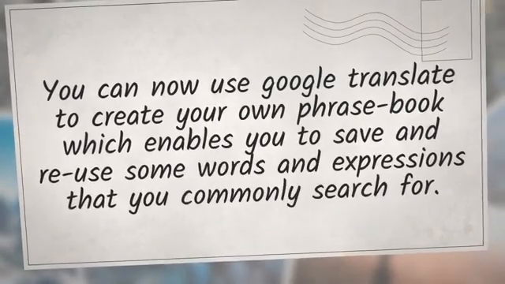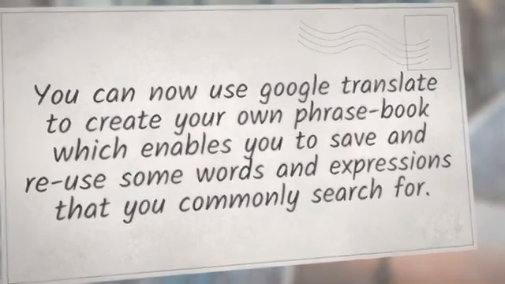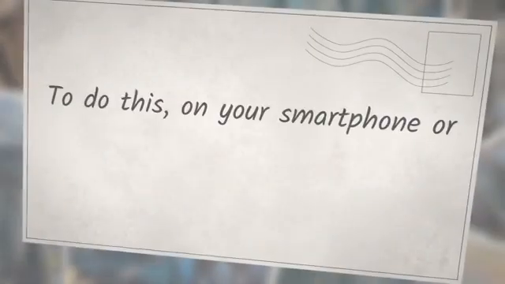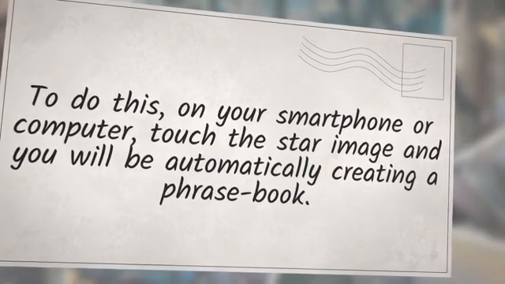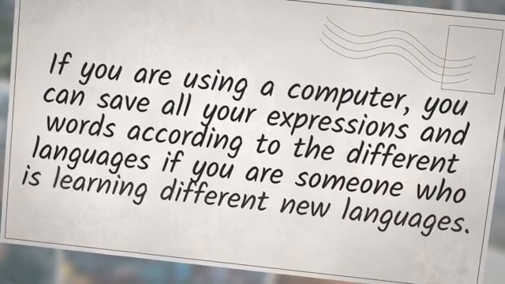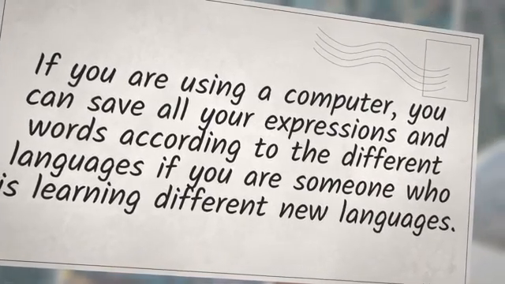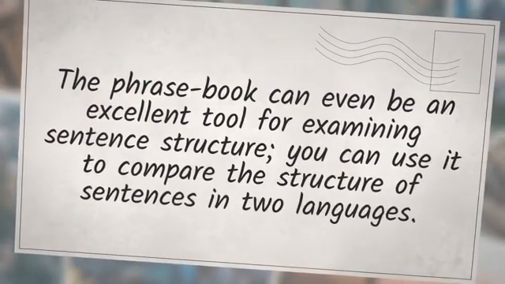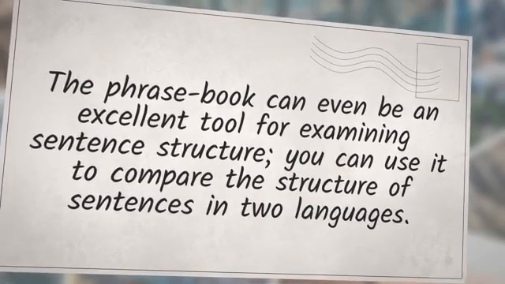You can now use Google Translate to create your own phrasebook, which enables you to save and reuse some words and expressions that you commonly search for. To do this, on your smartphone or computer, touch the star image and you will be automatically creating a phrasebook. If you are using a computer, you can save all your expressions and words according to the different languages if you are someone who is learning different new languages. The phrasebook can even be an excellent tool for examining sentence structure. You can use it to compare the structure of sentences in two languages.